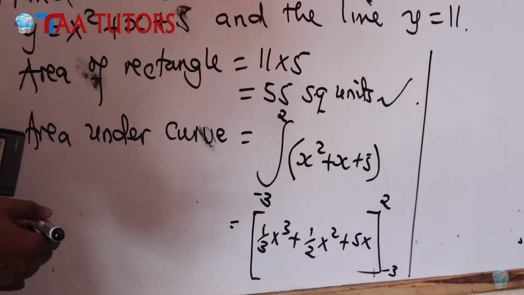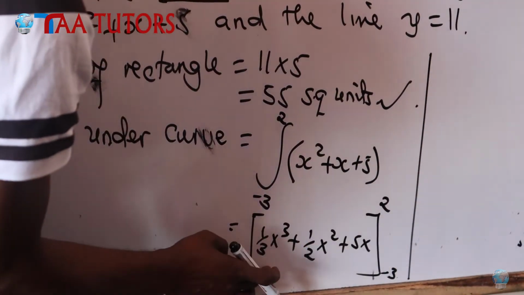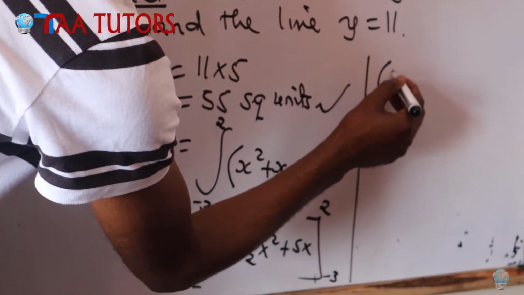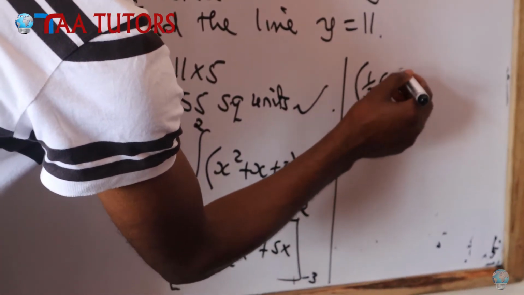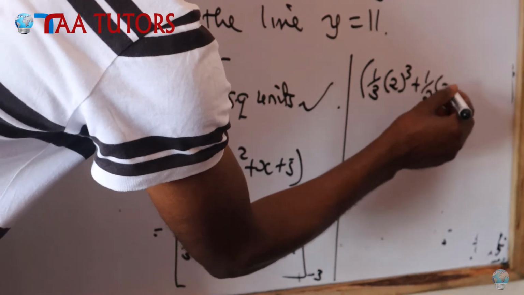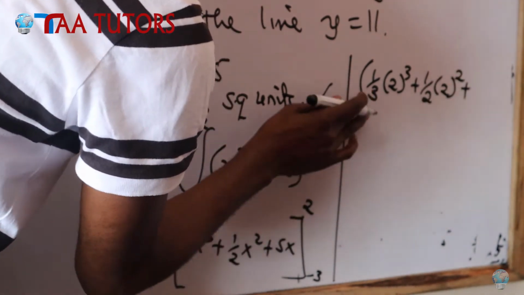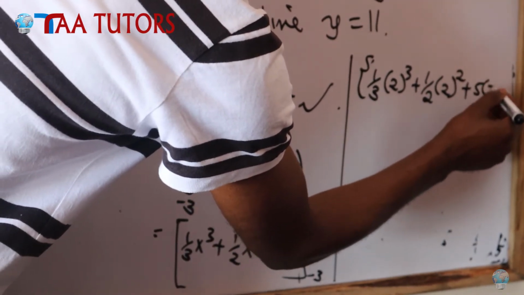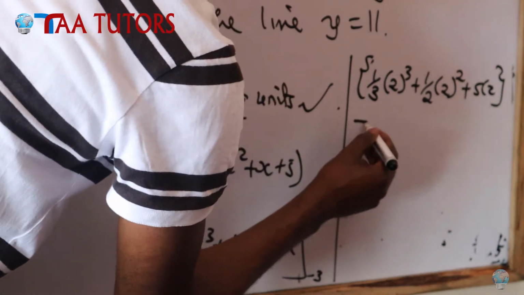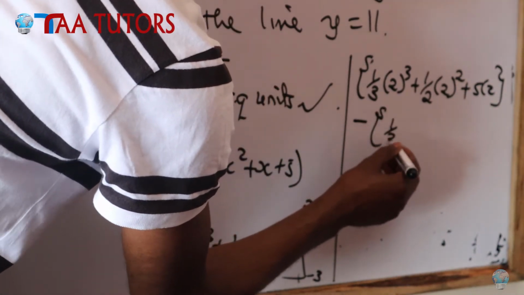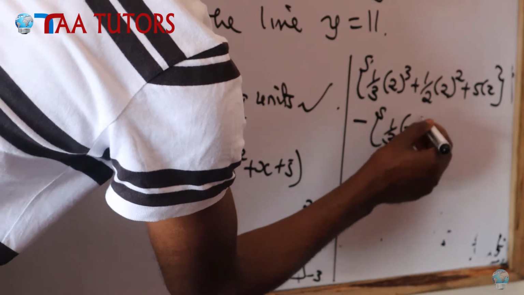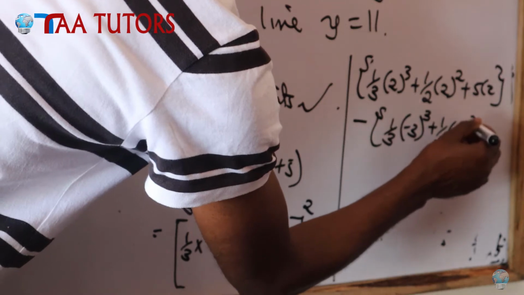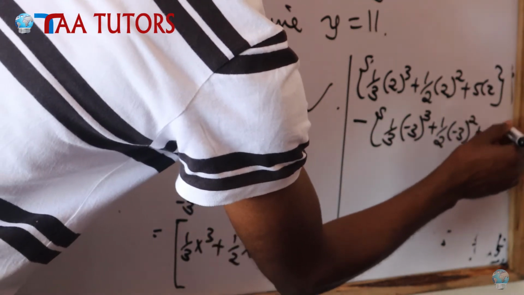Once we have this, what we need to do is substitute 2. When we substitute 2 there, it will be a third into 2 cubed plus a half into 2 squared plus 5 into 2, minus a third into -3 cubed plus a half into -3 squared plus 5 into -3.